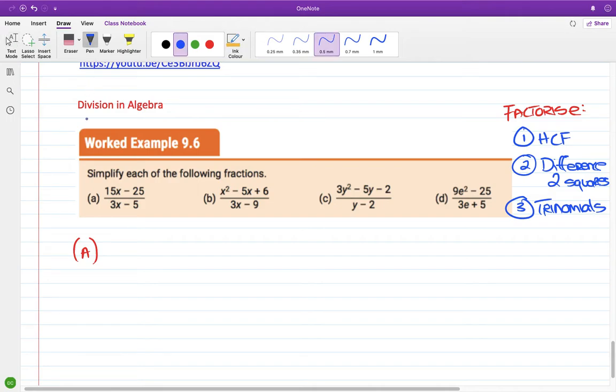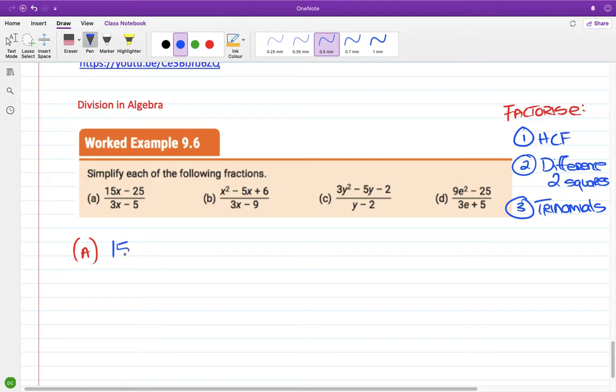Okay, so the first one is, just take the top line on its own, 15x minus 25. So it's one of these. It's definitely not a trinomial because there aren't 3 bits. Is it a difference of 2 squares? Well, it is a difference. But the big giveaway is that the x isn't squared. So if the x isn't squared, it can't be a difference of 2 squares. So it's highest common factor.